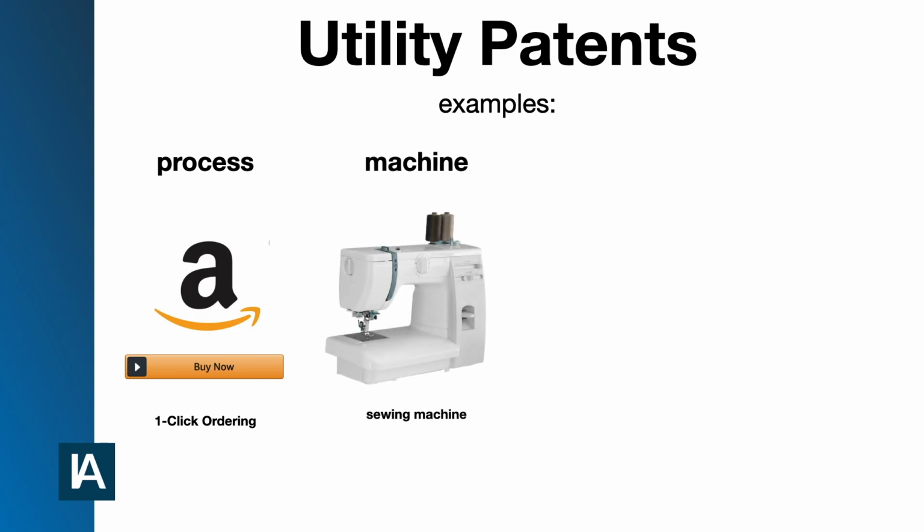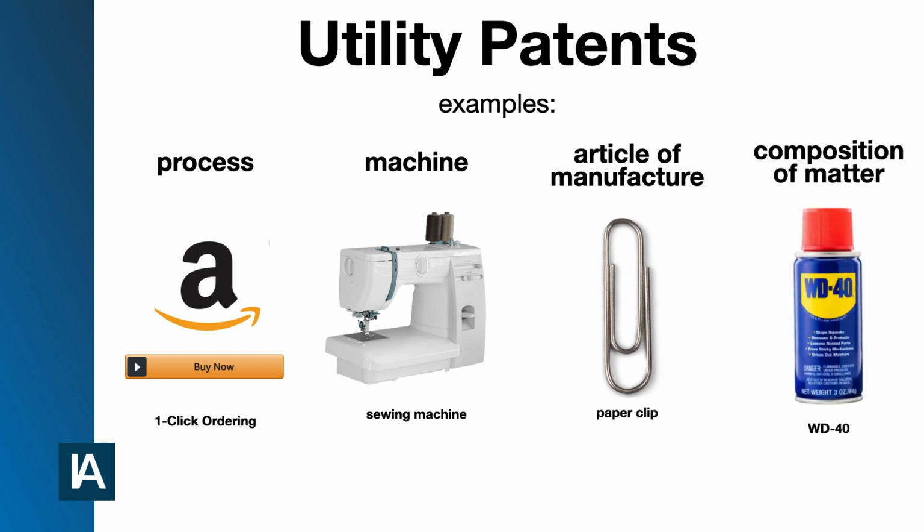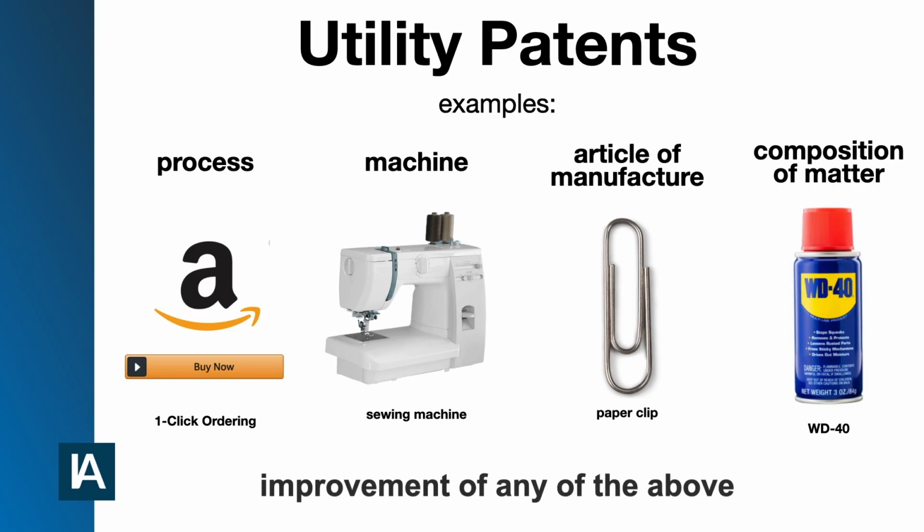A sewing machine is an obvious example of a machine. Machines are generally used to create articles of manufacture. The paperclip is a simple example of an article of manufacture. And an example of a composition of matter or a chemical formula is WD-40. And finally, any new and useful improvement on an existing patent is also eligible for a utility patent.